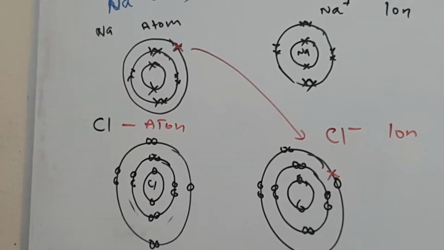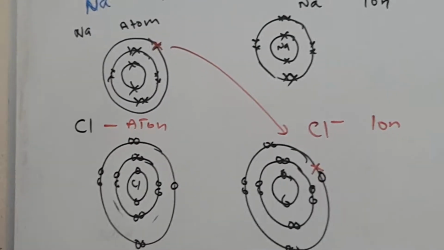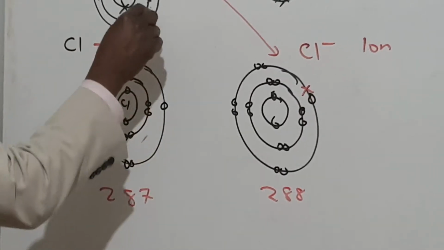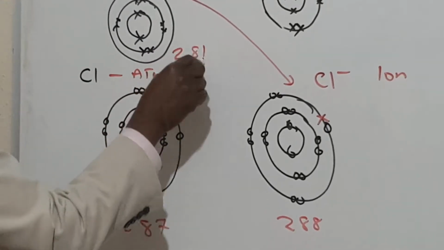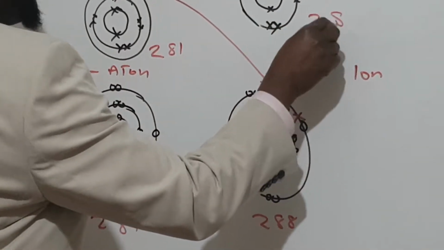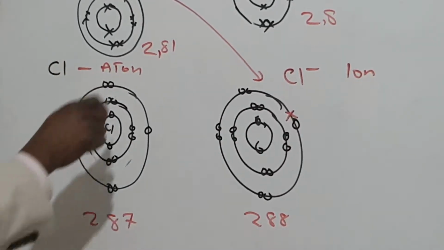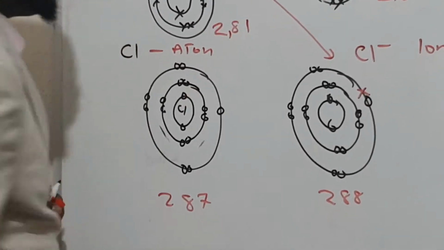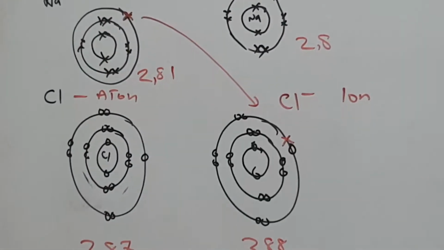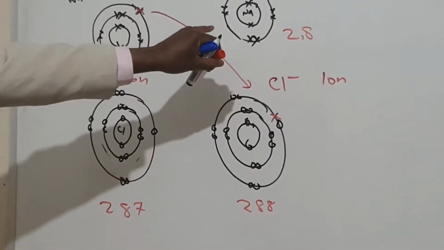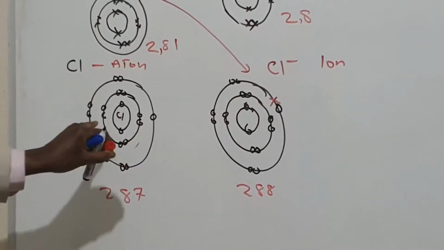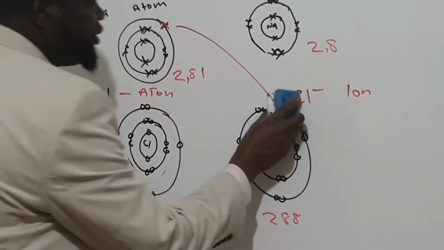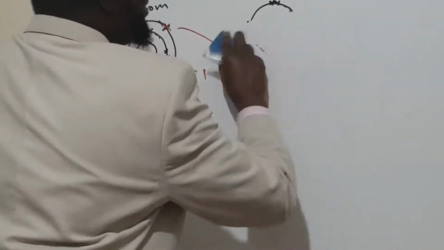So if you look at the atomic structures, this is 2, 8, 7, but this is 2, 8, 8. Here, this is 2, 8, 1, but this is 2, 8. You can see the difference between an ion and an atom. When sodium loses one electron, it becomes a sodium ion. When chlorine receives one electron, it becomes a chloride ion. Now, how do these things combine? How do they form a compound?